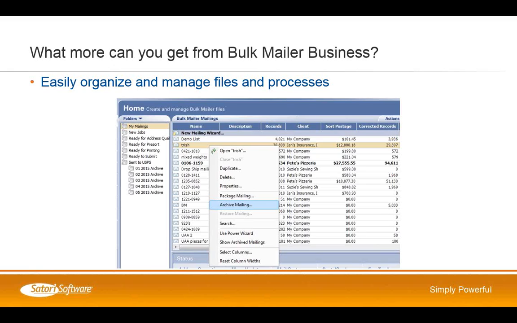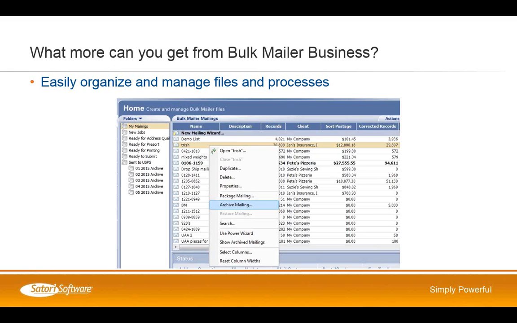One is the quick ability to package up a mailing. This is if you really do need to email it. Generally when you're using Bulk Mailer Business, everybody's using the same database, so you don't have to email it to your coworker. But say, for example, you have a technical question and you need to email our support, we have a way to package that up so that you can send it over.